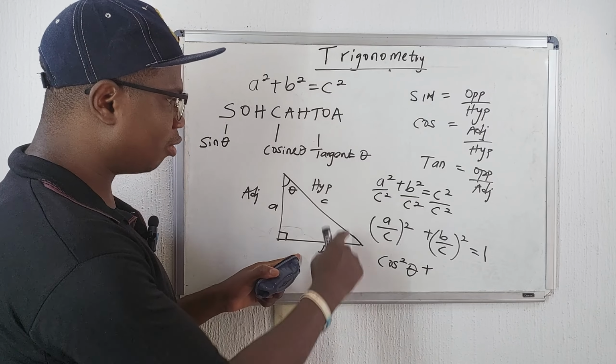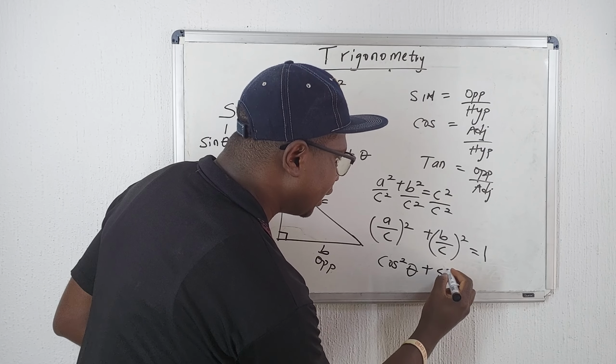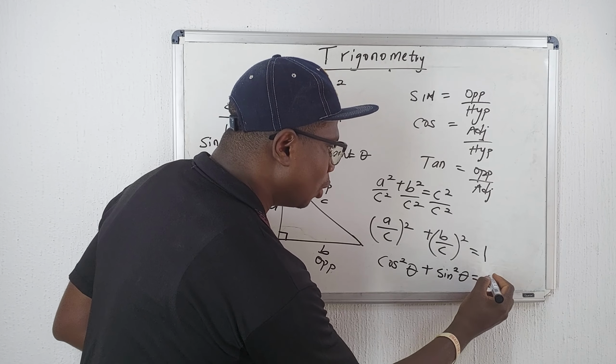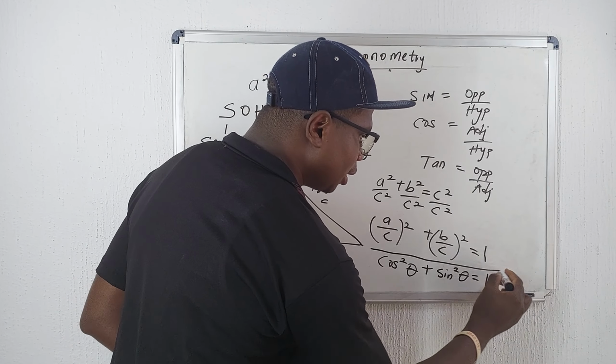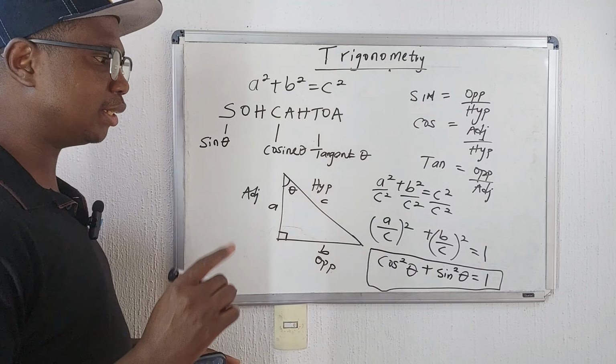This is opposite over hypotenuse. The relationship is what? Cos squared theta plus sine squared theta equals what? 1. So this is our first basic trigonometric identity. It's the fundamental trigonometric identity.